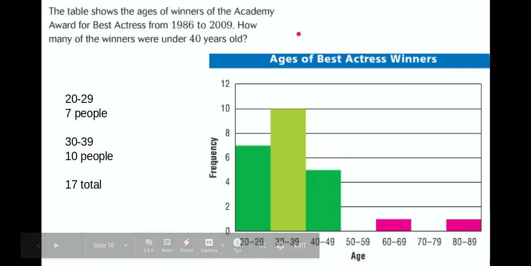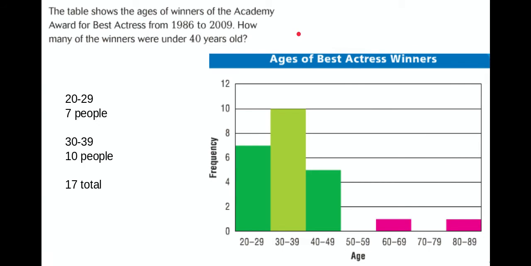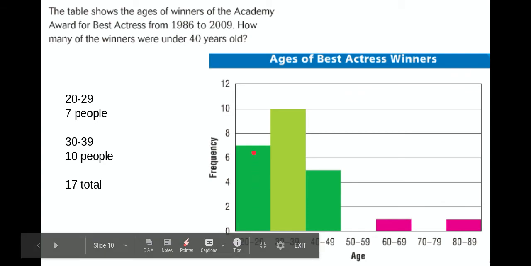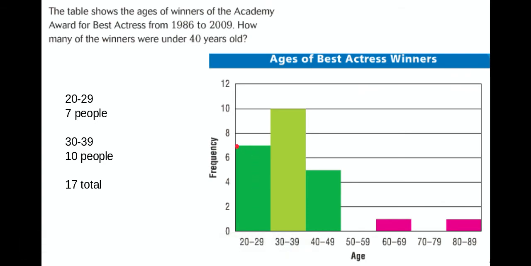Okay, so how many winners were under 40 years old? Well, we have to count the bars that represent the ages under 40. So that means the 20s and the 30s. As you can see, there are 7 people in their 20s, and you know that because it's right here, halfway between 6 and 8, and halfway between 6 and 8 is 7. And then there are 10 women in their 30s, so 10 plus 7 is 17. There are 17 women that won the Best Actress Award under 40.